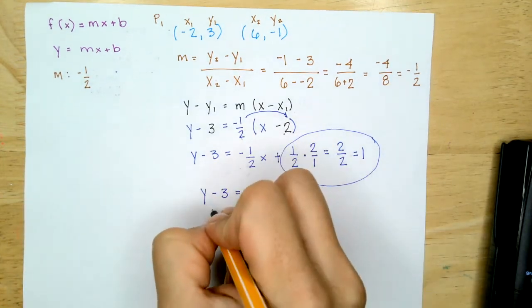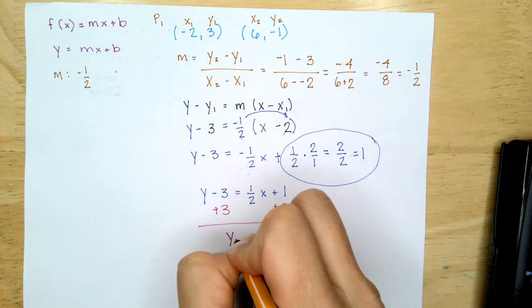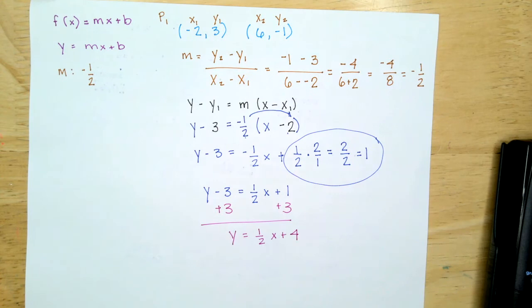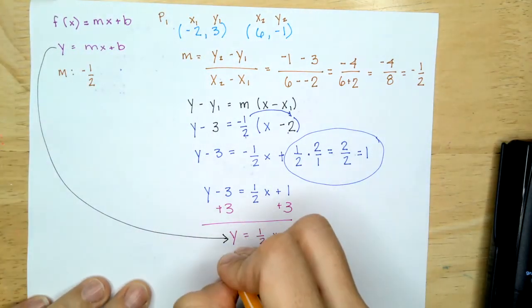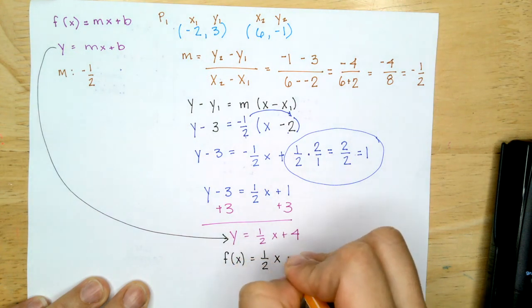Last step, add 3, add 3. Y equals 1/2 x plus 4. Sorry, I almost forgot. And then final step, if we have y equals mx plus b, we're going to call it f of x equals mx plus b.